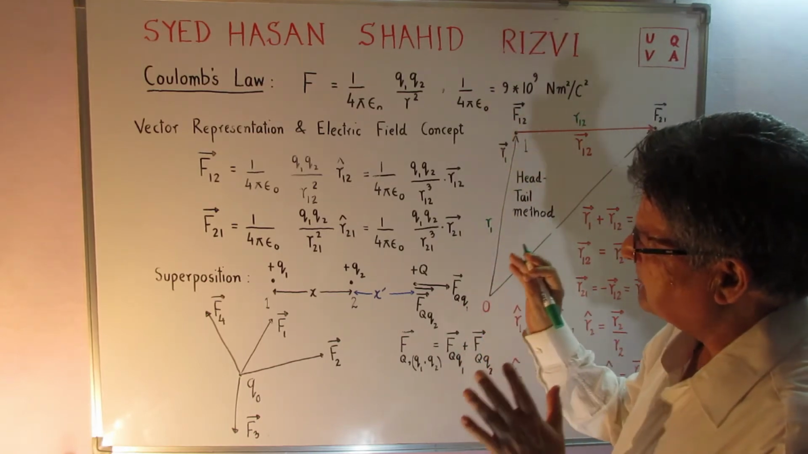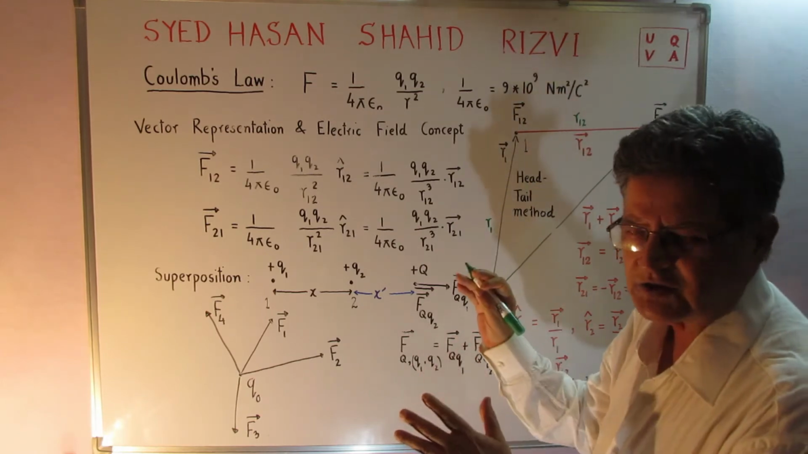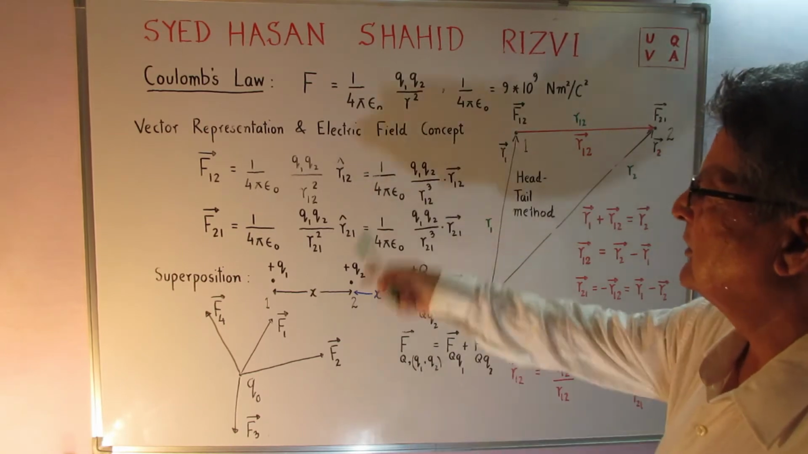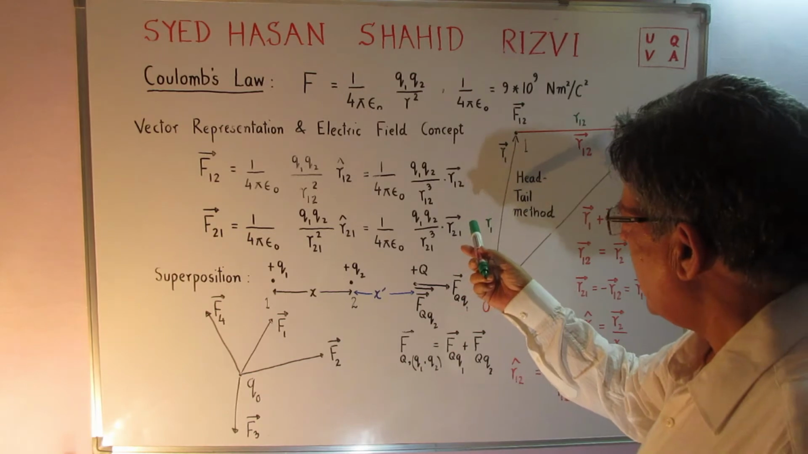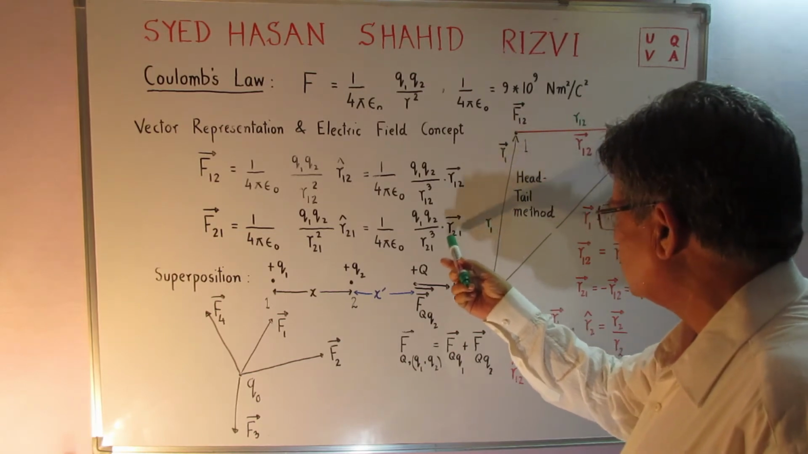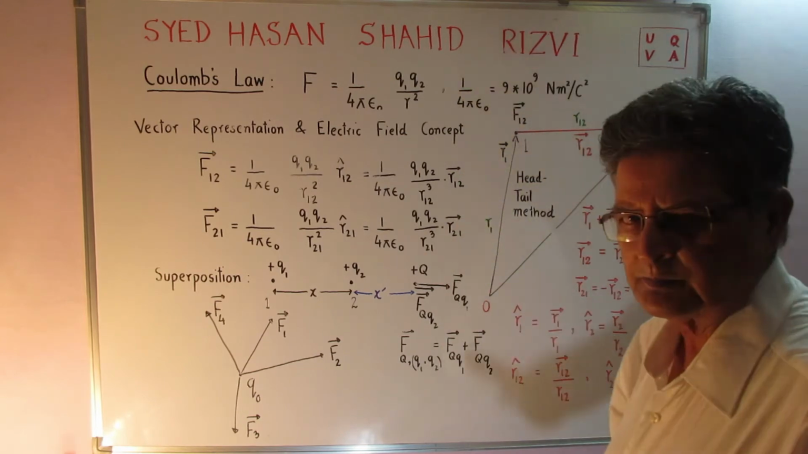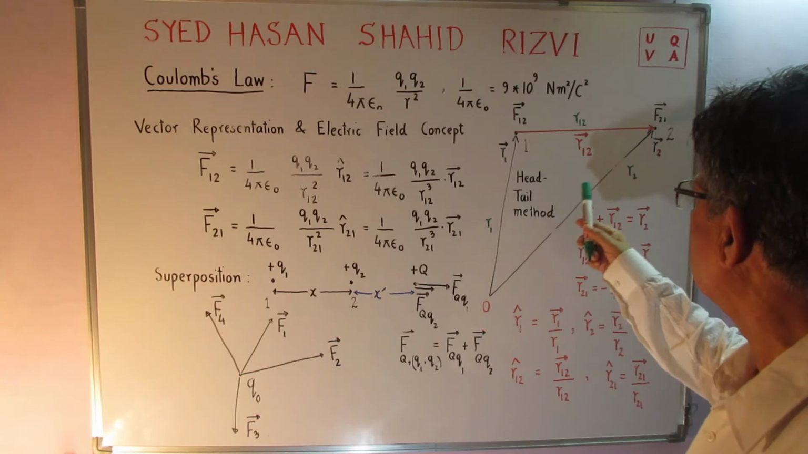It's a matter of 5 minutes of concentration. Scribble it twice, thrice by yourself, and you will understand what it means. R21 means R1 minus R2, and R12 means R2 minus R1.